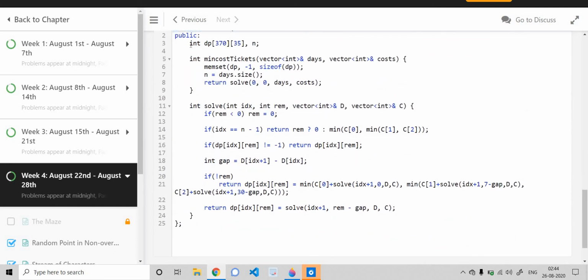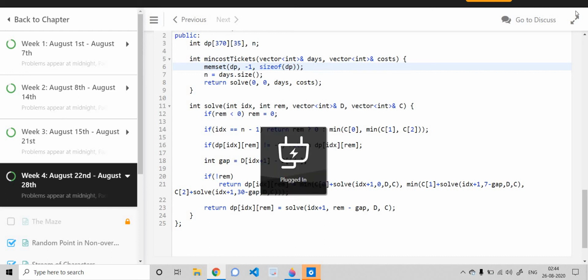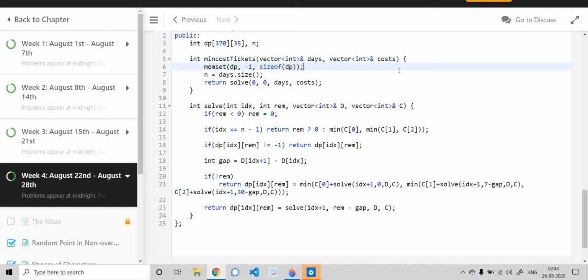Yeah, this is the DP array which I have initialized. I have explained the size, why I have used this size, and initially I am initializing all the values as -1. If I find that for any recursive call the value of the DP array is -1, it means I have not executed the recursive call for that particular state.